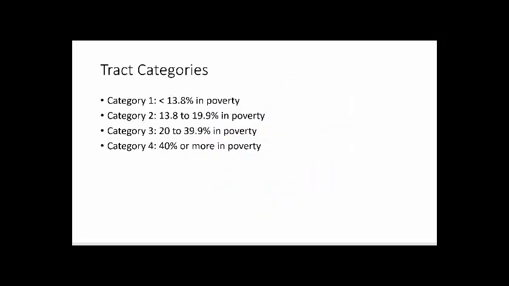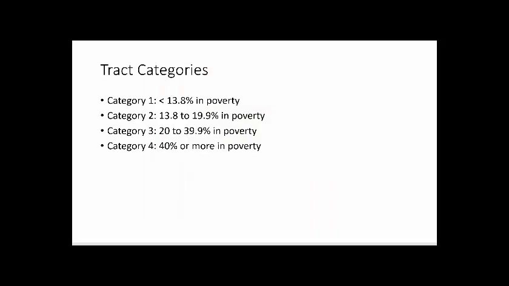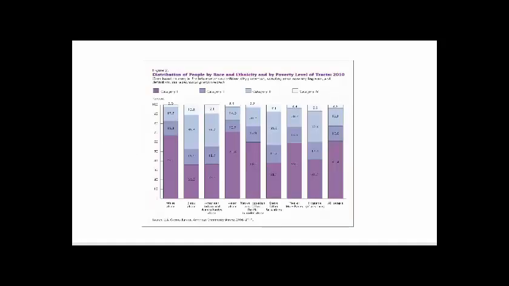Here we look at census tracts and poverty experienced by census tract in the United States. What we notice is that people who identify as Black alone or white alone or Asian alone and so on, their experience differs by where they live. A Category 1 tract is one where less than 14% of people live in poverty. A Category 4 is more than 40%.